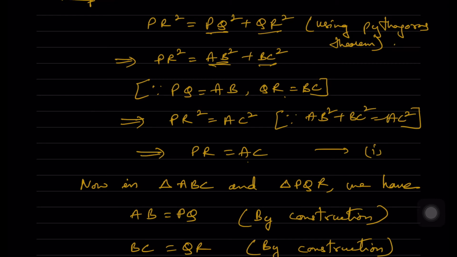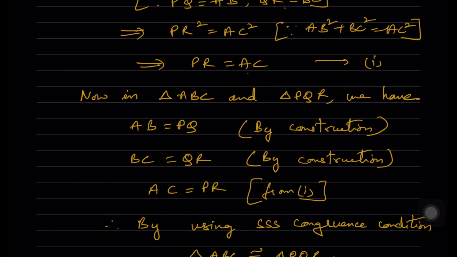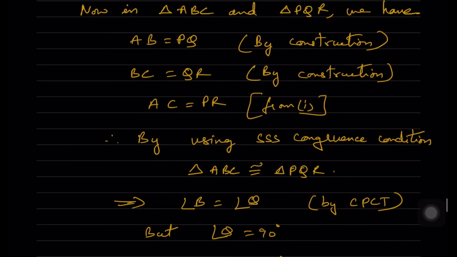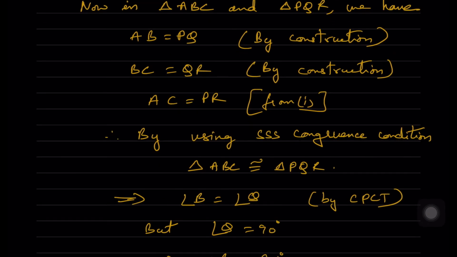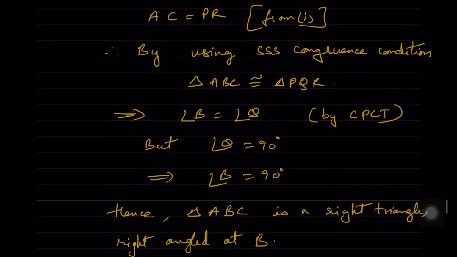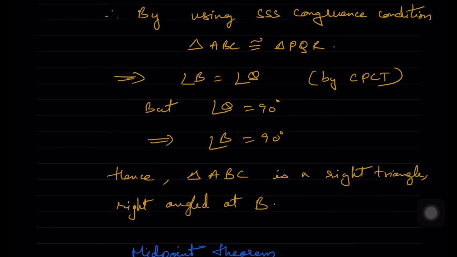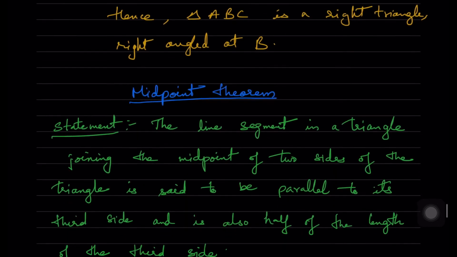Now in triangles ABC and PQR, we have AB is equal to PQ, BC is equal to QR, AC is equal to PR by construction, and this is from what we have just now proved. So by using the SSS congruence condition, triangle ABC is congruent to triangle PQR. Therefore angle B is equal to angle Q. Because angle Q is equal to 90 degrees, angle B is also equal to 90 degrees, that is by CPCT. Hence triangle ABC is a right angled triangle, right angled at B.